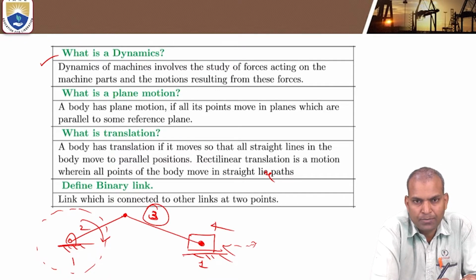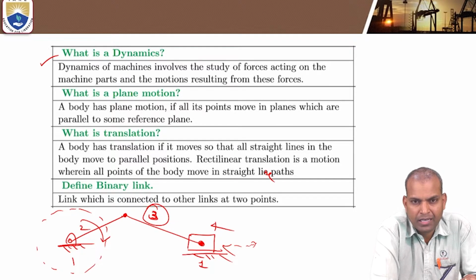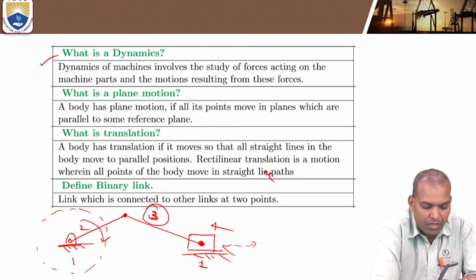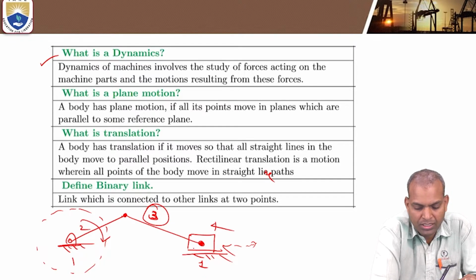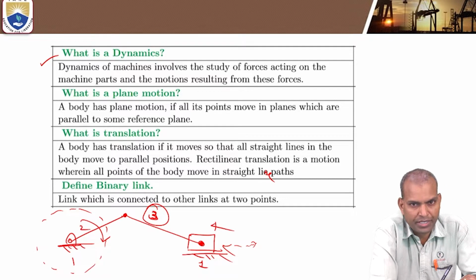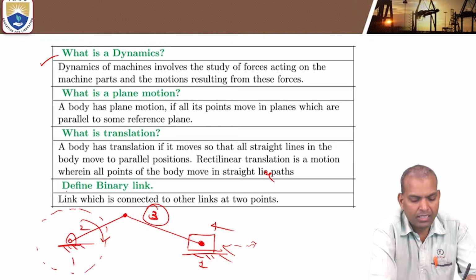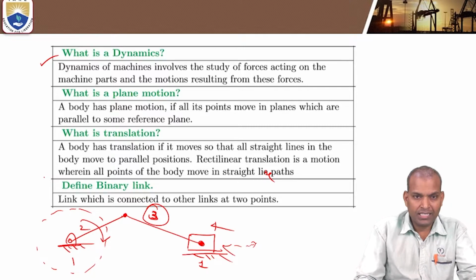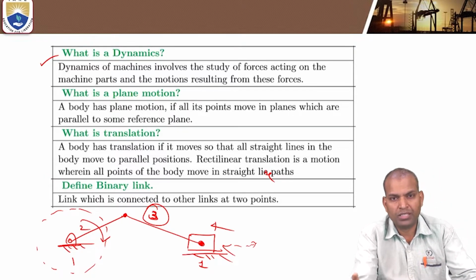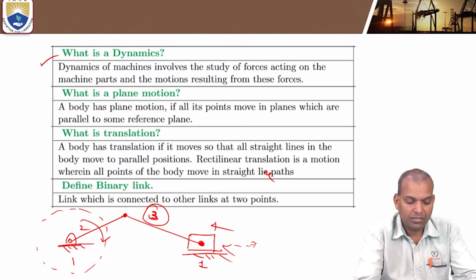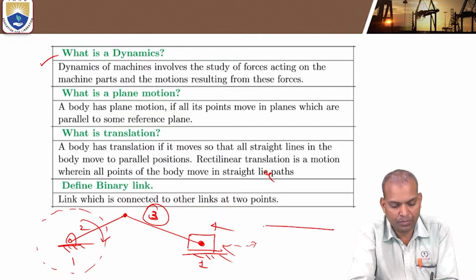Next, coming to the types of links. What is a binary link, ternary link and quaternary link? If the link is connected to other links at 2 points, that is known as a binary link. It is a single link but having the opportunity to connect two other links at 2 points. This is a binary link.